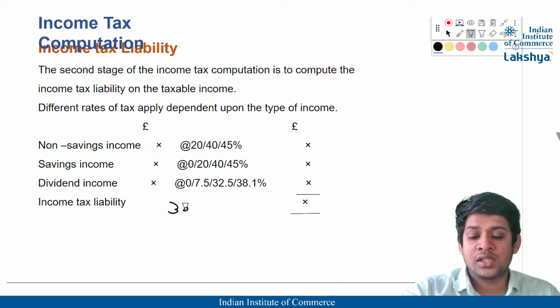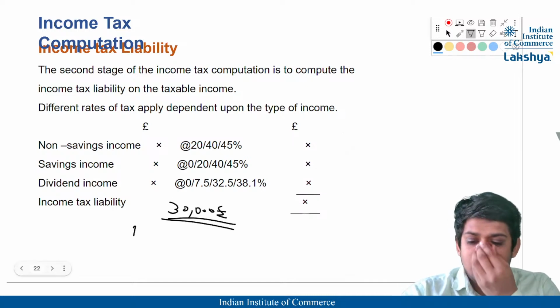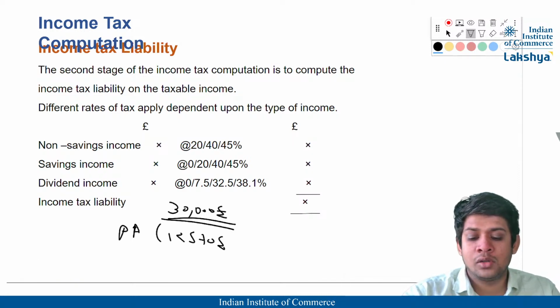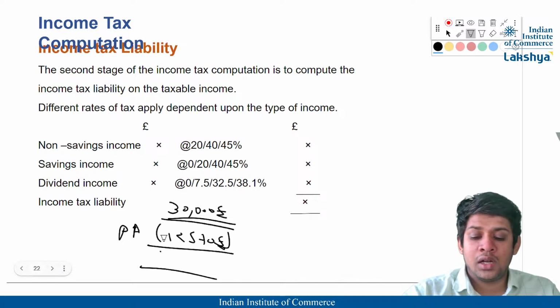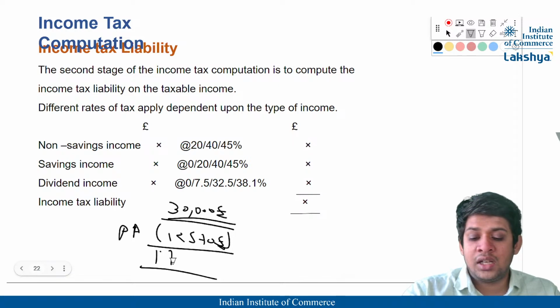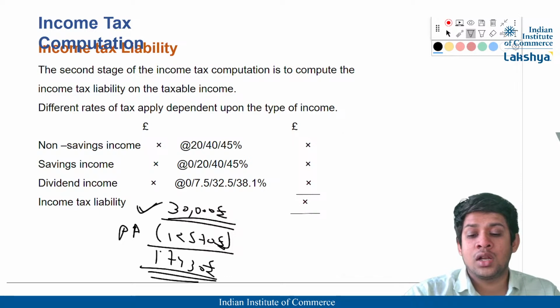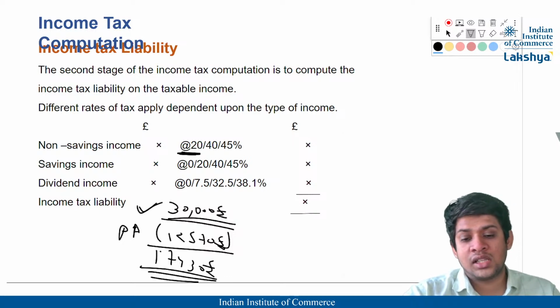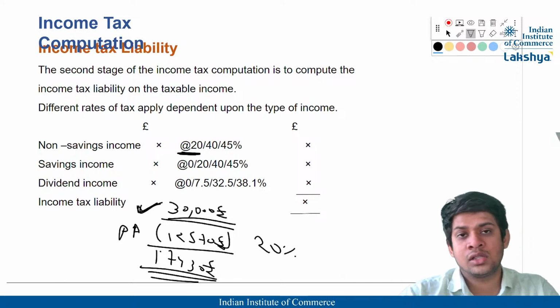If my income is 30,000 pounds, first I'll get a personal allowance, which is tax-free income of 12,570 pounds, correct? So the remainder is 17,430 pounds. My income is less than 37,700, so only 20% will be charged.